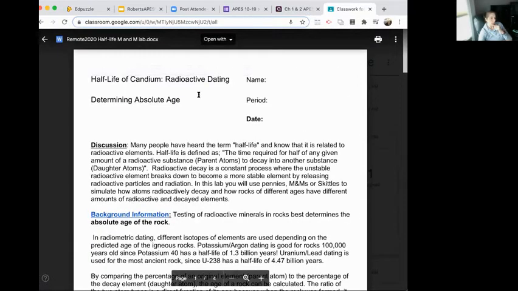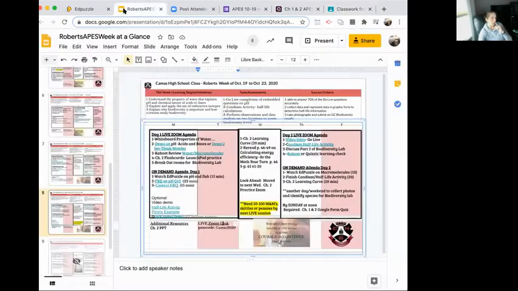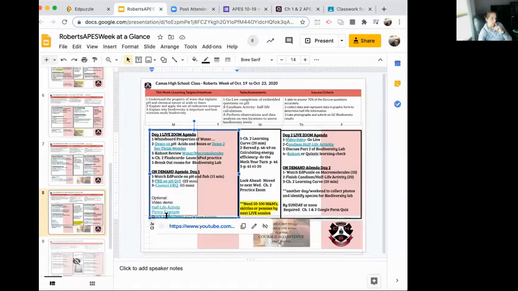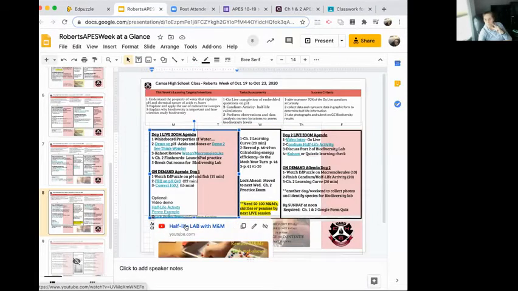Let's see. Oh, I'm going to go to your week at a glance, just because I know that's where I put the really short demonstration, and I regretted not showing this to first and third. And I try to fix things.